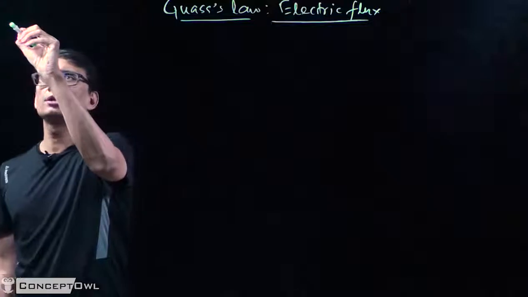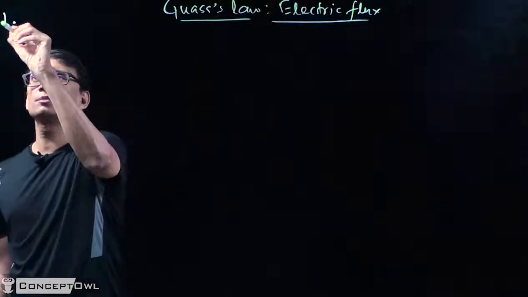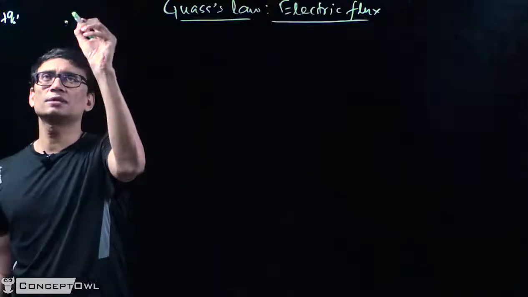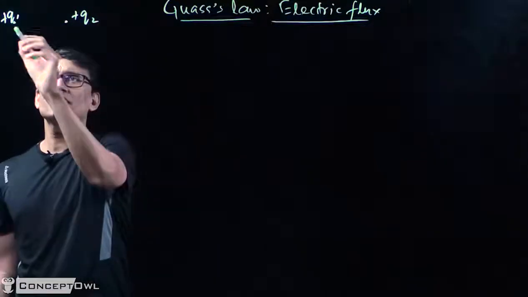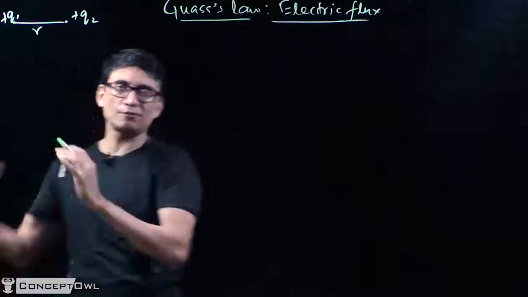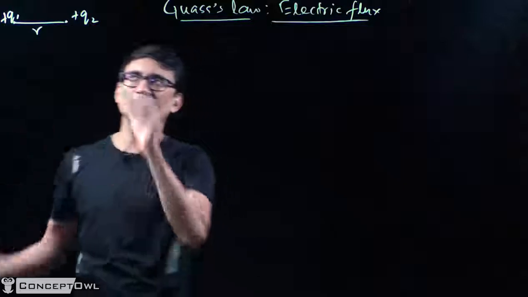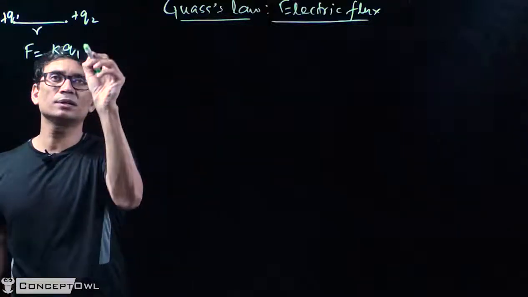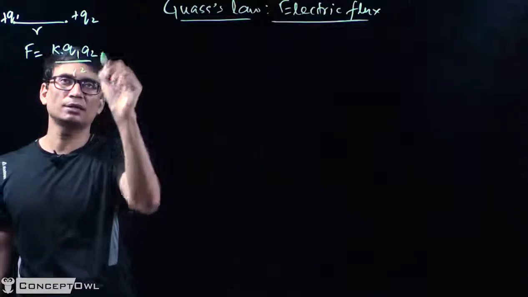So let's say there is one charge here, plus Q1, and there's another charge here, plus Q2. Then we know that the force, in this case the force of repulsion between them, F would be given as K Q1 Q2 upon R square.